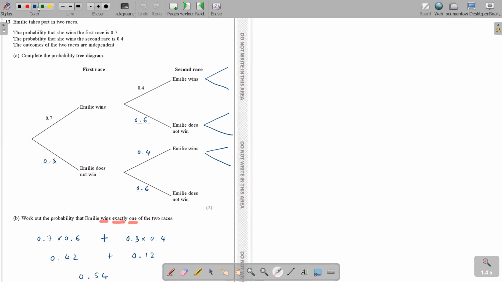Okay. So in here, you have win, lose, win, lose, and win, lose. So this one you should do in pencil and probably erase it off, because you should not smudge this area over here.